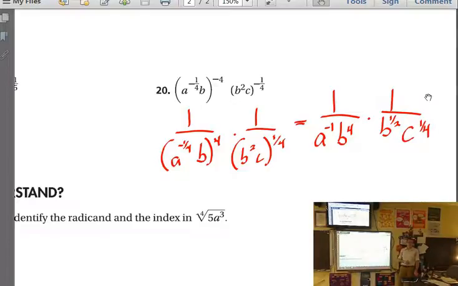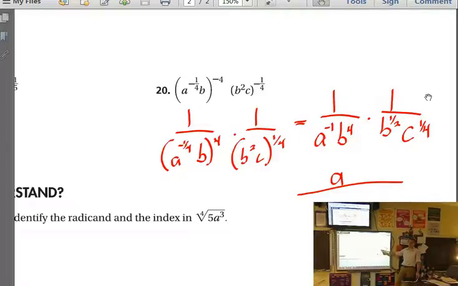Now put things where they actually go. A to the negative first power really just means, oh wait, flip a back to the top. So my numerator becomes a, and it's the only thing up there. B to the 4th combined with b to the half, I need to add those with each other. I get b to the 4.5, which we don't write it like that. We would say b to the, well, close.